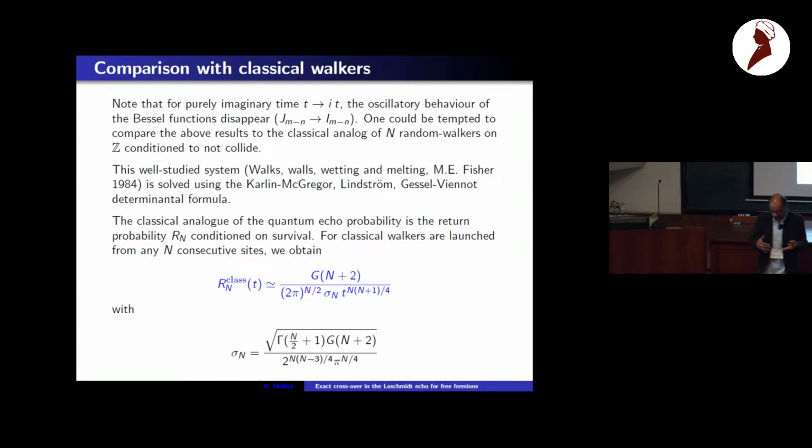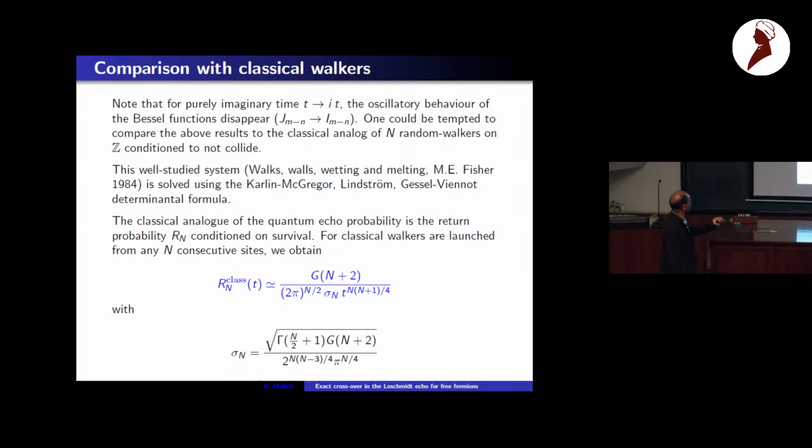This problem of random walkers conditioned not to touch each other can be solved, again, by determinant formulas. In the math literature, it's called the Karlin-McGregor, Lindström-Gessel-Viennot determinant formula. It's the same thing as a Slater determinant in classical physics. And if you solve this problem, then you can again ask the same question: what is the probability that these classical walkers conditioned not to meet each other during time t come back to their initial positions? You can do the same type of calculation, with the same type of result.